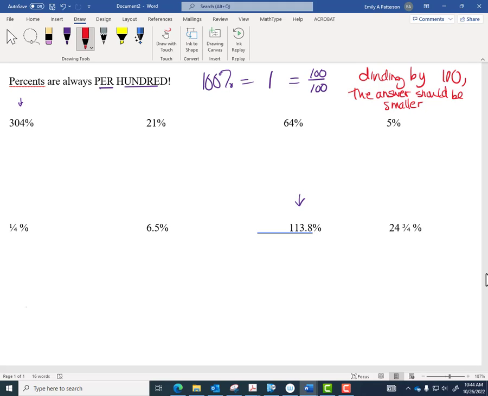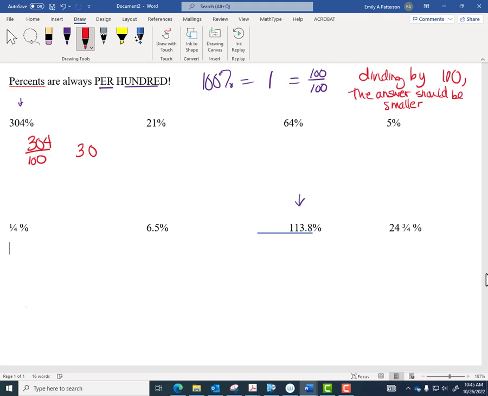Look at this. Again, when we have any percentage that's over 100%, we know that it's going to be larger than 1. So 304% should not be 0 point something something. We should have at least 1, if not more than 1. So when we have 304%, we're going to divide by 100. It's always per 100. If you have a calculator, you can just tap that out: 304 divided by 100, and you're going to get the decimal value.